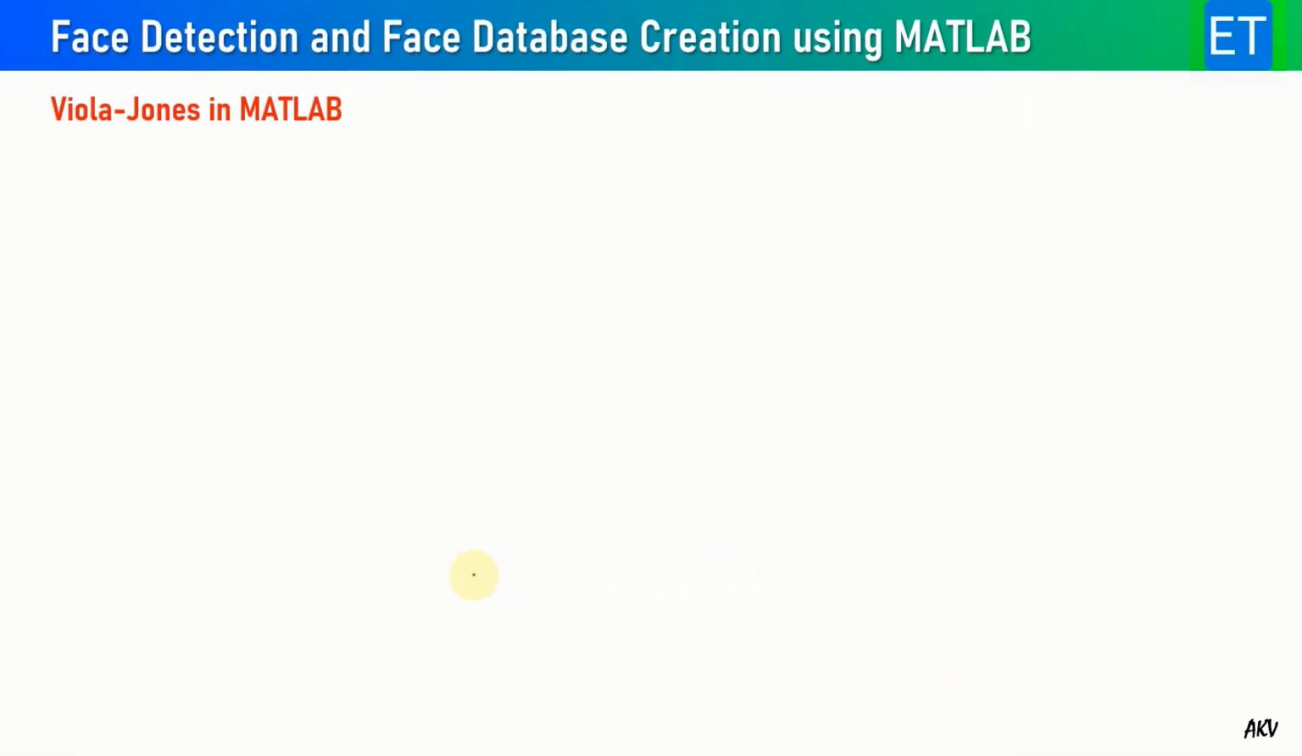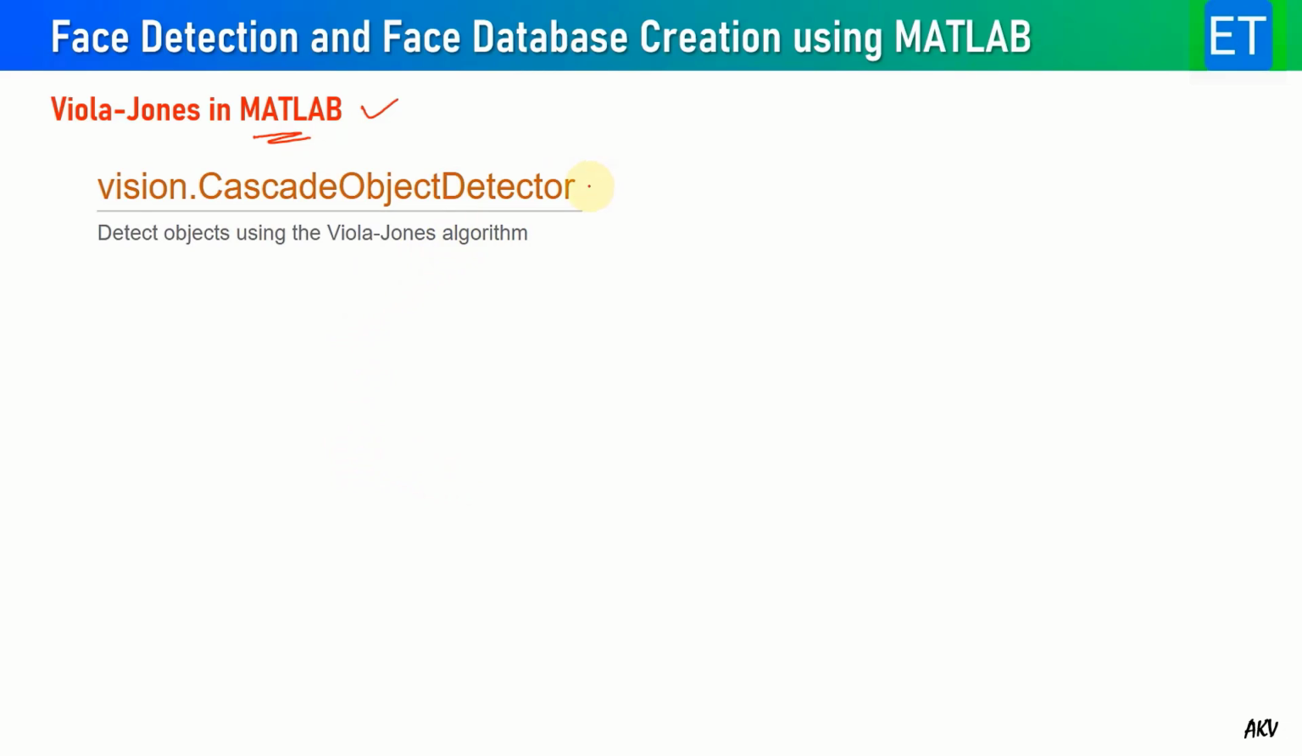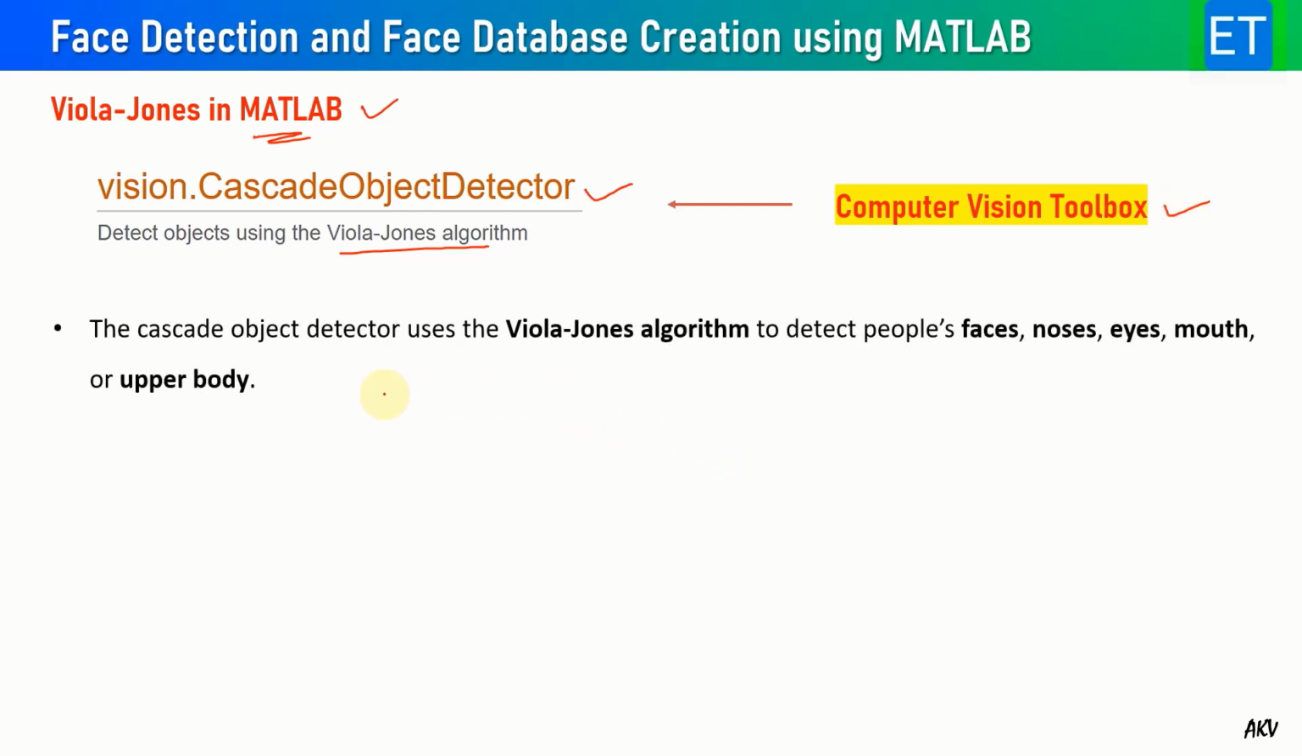So now let us see how the Viola-Jones algorithm is implemented in MATLAB. Actually, in MATLAB there is a vision cascade object detector which utilizes the Viola-Jones algorithm for face detection, and this you can find in the computer vision system toolbox. So to implement these programs, you need the computer vision toolbox installed on your computer. This object detector actually uses the Viola-Jones algorithm. It can detect the human faces, nose, eyes, mouth and the upper body of the human.